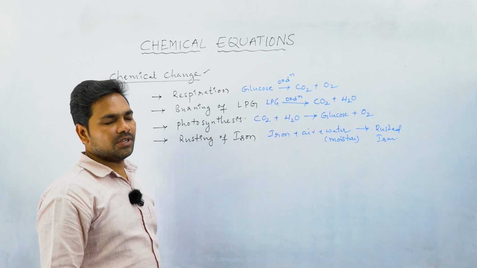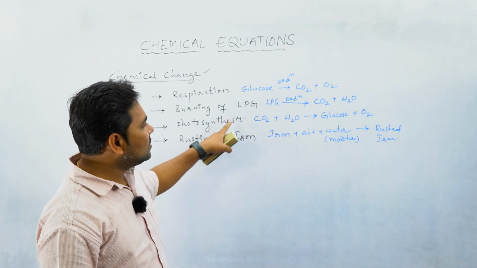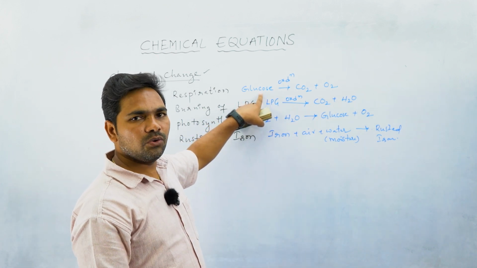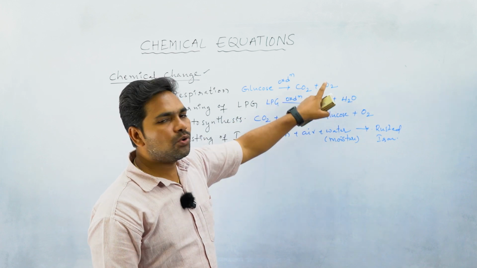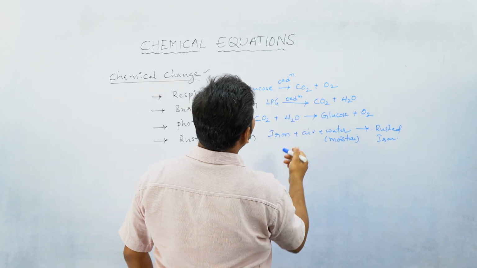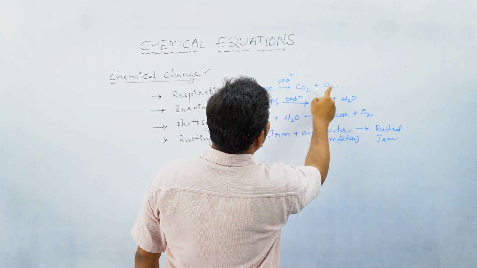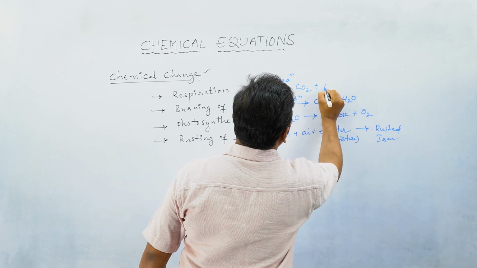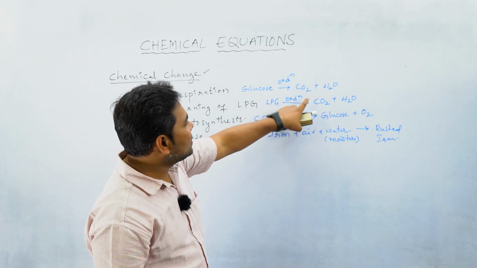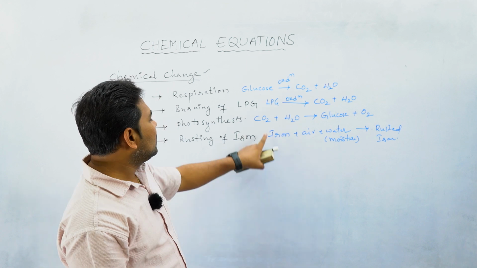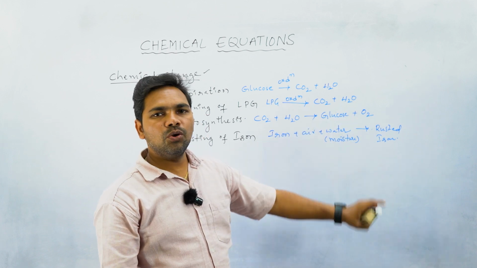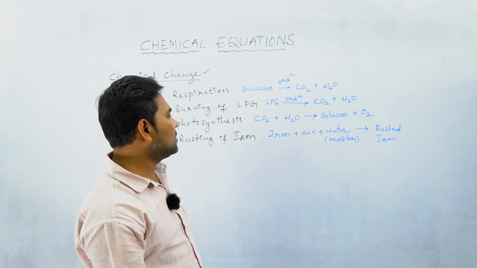So in all these changes, new substances are produced and their properties are completely different. Glucose undergoes oxidation and produces CO2 and water vapor. Water vapor is produced as a result of respiration. Whenever LPG is burnt, it produces carbon dioxide and water. And during photosynthesis, CO2 and H2O from the atmosphere are taken to produce glucose. Glucose is in the form of food for the plants.